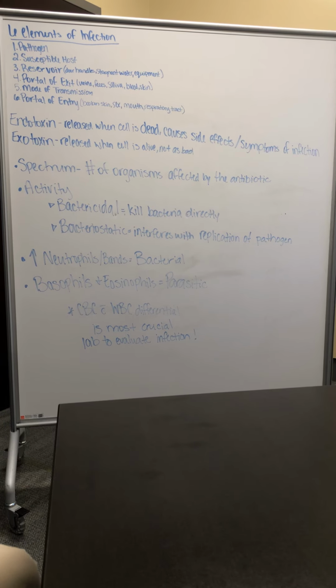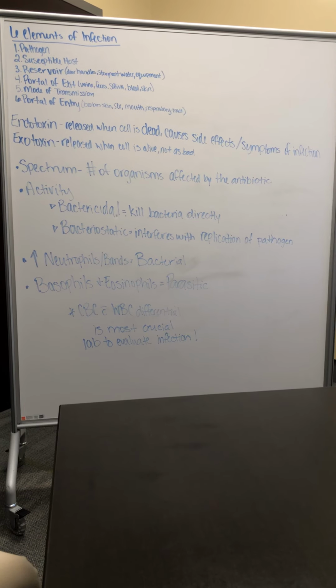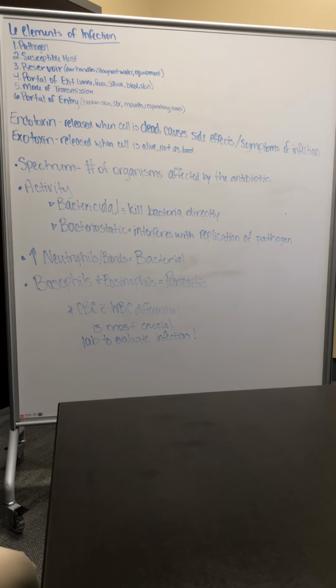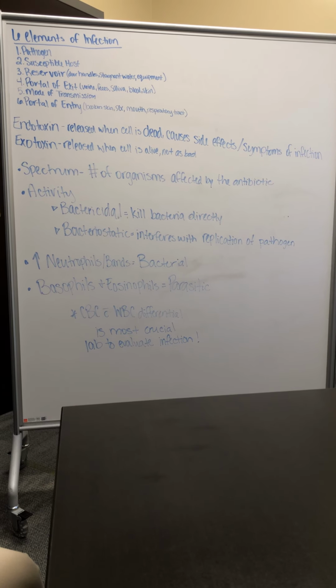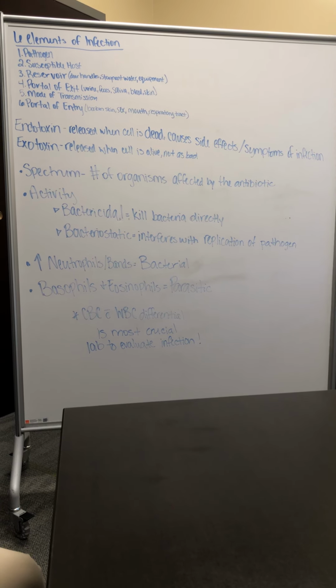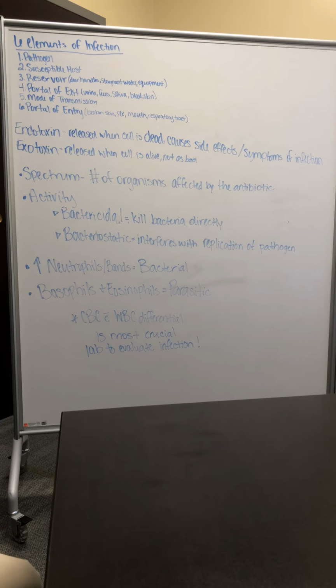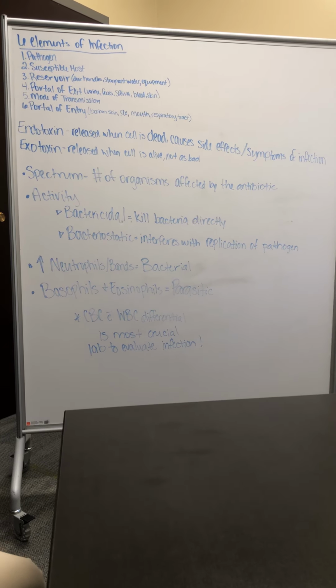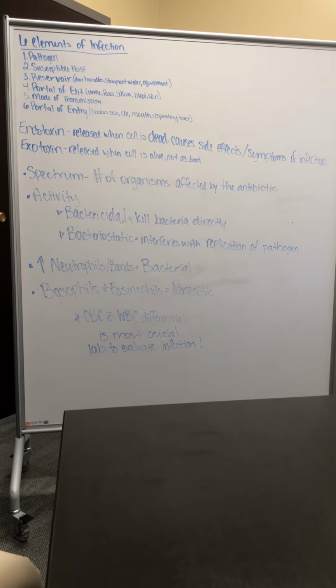Then looking at lab values to determine what type of infection you have, when you have increased neutrophils and bands, you're looking at a bacterial infection. And when you have basophils and eosinophils, think of a parasitic infection. And so, like we said, CBCs and white blood cell counts are the most crucial lab to evaluate an infection.